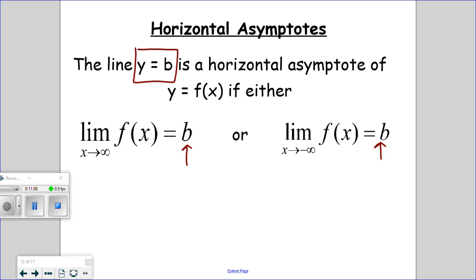Now, those don't have to be the same. You can have more than one horizontal asymptote in an equation. You can have a different one for the left than you do the right. They can be the same. You can have just one and not the other. Okay? So just know that you can have any of those combinations. But if either of those are ever a number, that's a horizontal asymptote, y equals whatever that number is. So let's look at some examples.